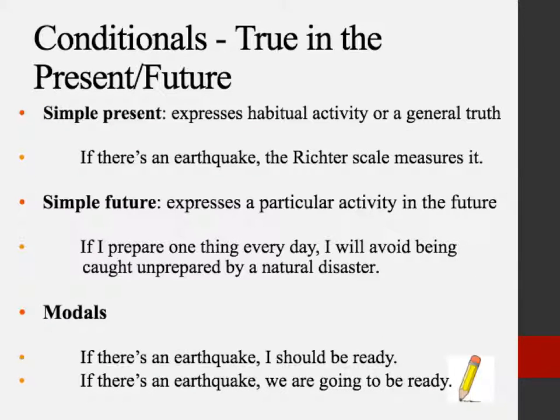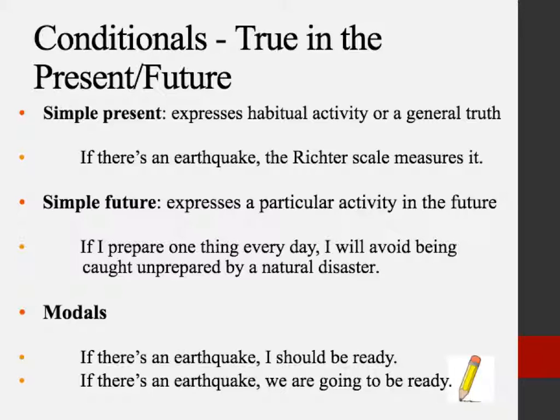If both the if clause and the main clause are in the simple present, then this expresses a habitual activity or situation. The example sentence, if there is an earthquake, the Richter scale measures it, expresses a general truth. If you remember back to the lesson on verb tenses, a verb in the present tense refers to habitual actions and general truths, so this conditional is a reflection of that definition.